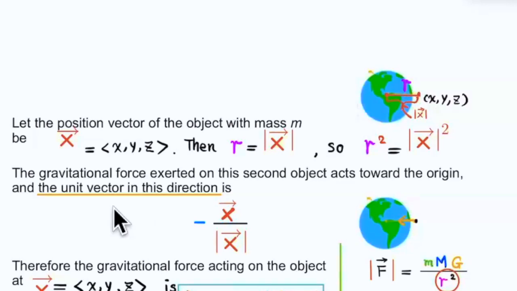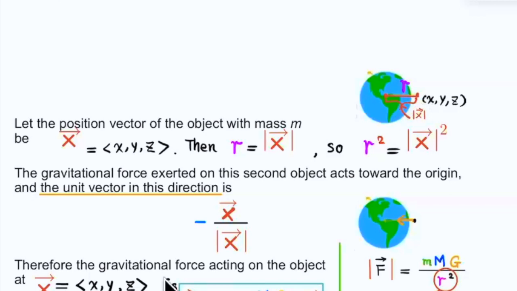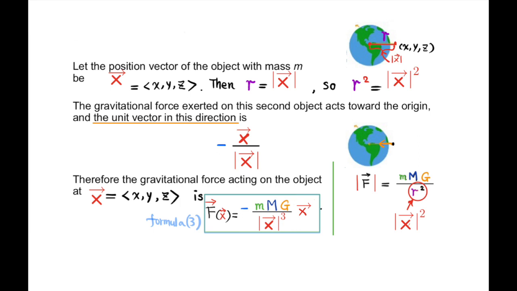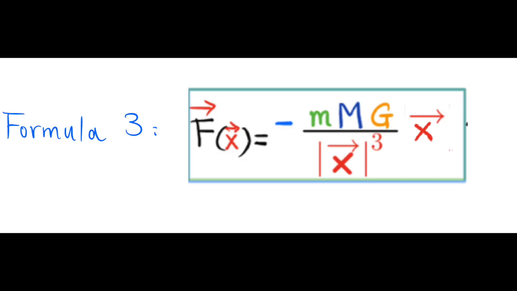Well, what's the unit vector in this direction? The unit vector in this direction is going to be, you take this position vector, right? And then divide by the magnitude of the position vector. And why is that negative? I think it's because it's pointing this way to the center of the Earth. So it has a negative sign here because of gravity, right? Therefore, the gravitational force acting on the object at this position vector x is given by this formula 3.